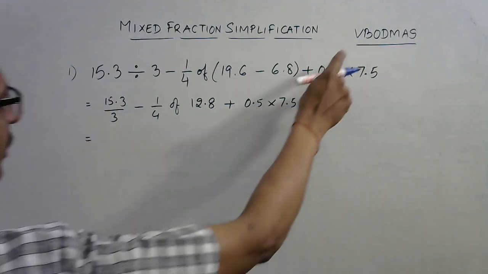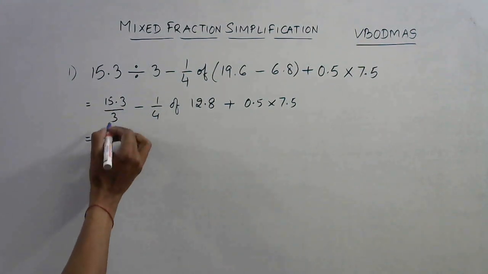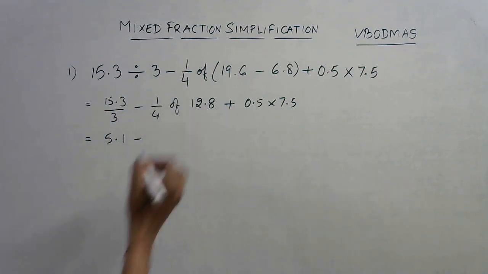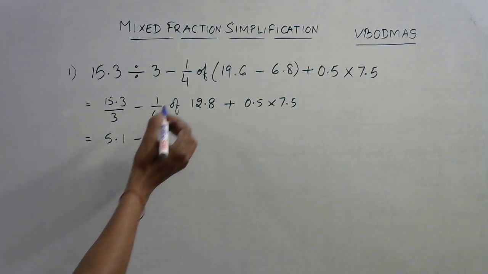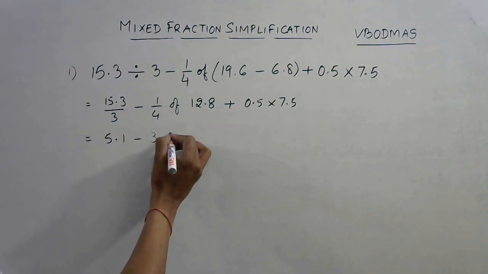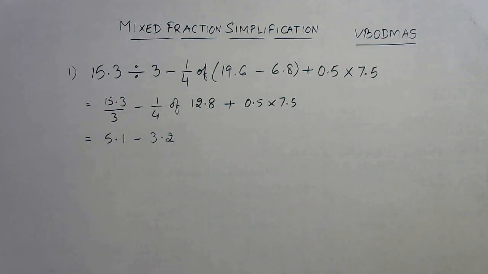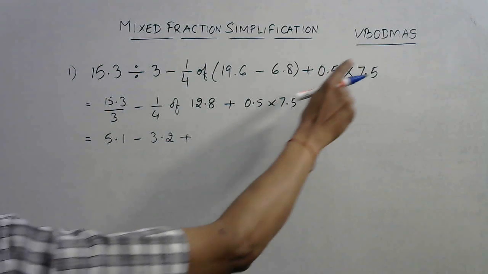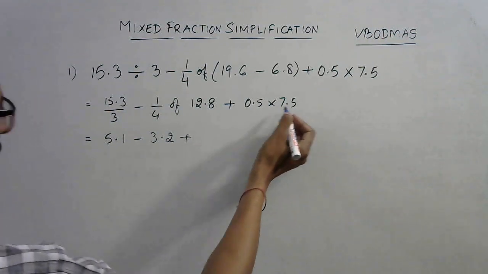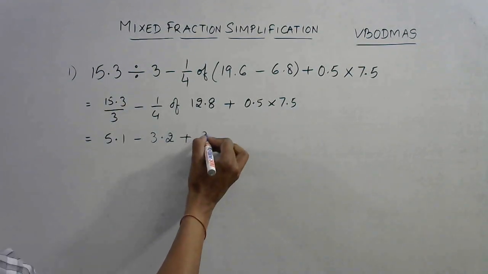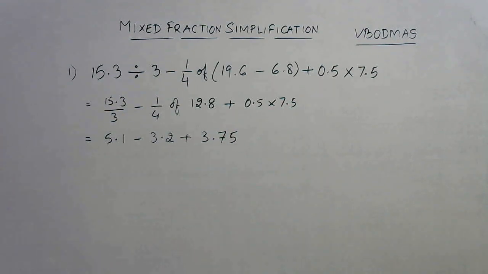Now after bracket we have of, so we need to simplify this of. 15.3 divided by 3, you can carry out this division also, 3 5s are 15 and 0.1, minus. Now 1/4 of this, you can very easily judge what of is. Of means multiply. So 1/4 of this is 4 3s are 12 and 4 2s are 8, so 3.2. This is 1/4 of 12.8, and plus. Now we need to divide, division we have done here. Now multiplication, we can multiply this. Now 7.5 into 0.5, how do you multiply by 0.5? Multiplication by 0.5 is actually halving the number. So 7.5 into 0.5 means half of 7.5, which is 3.75.